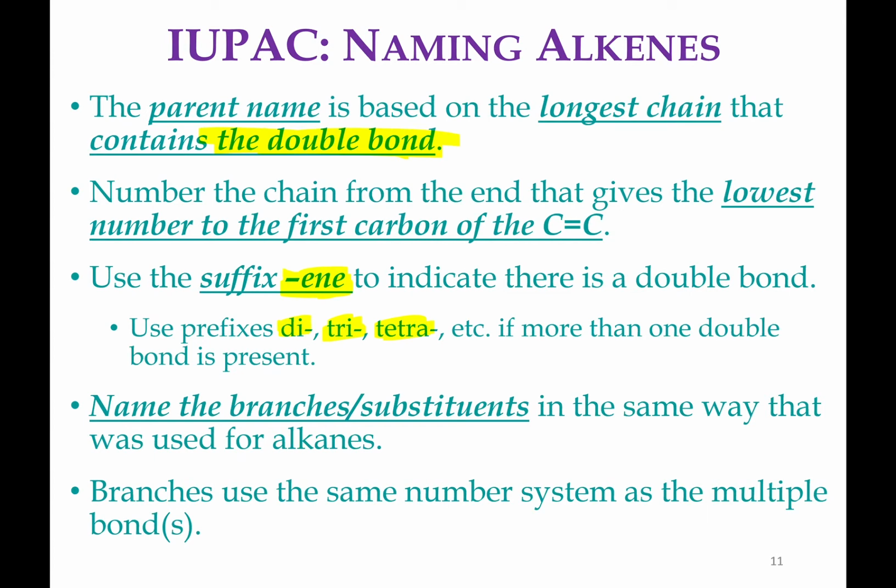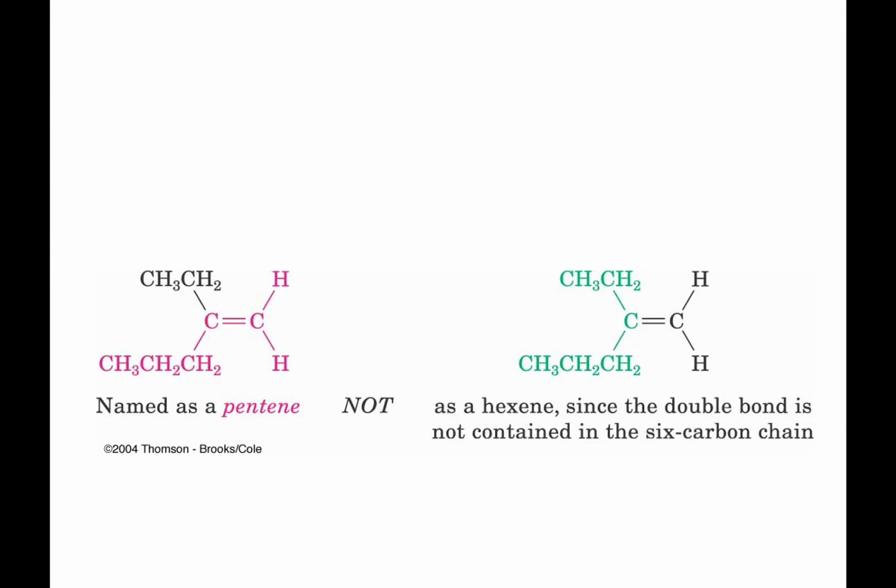Name the branches and substituents just like we did with alkanes. Give them the lowest number, then go in alphabetical order. We're going to use the same system that we learned with alkanes. Moving on to the next slide, we can take a look. Now, let's find the longest chain. Let's see here.